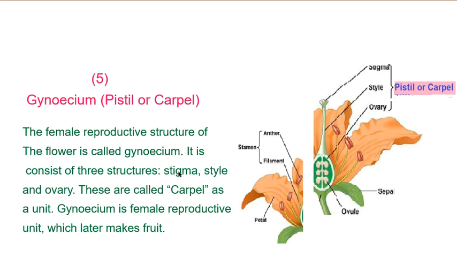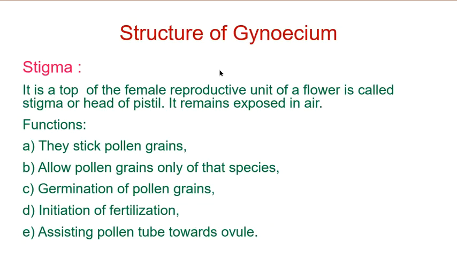It consists of 3 structures: stigma, the uppermost part; the style, the neck of the carpel; and ovary, which is the swollen or round part. These together are called carpel as a unit. Gynoecium is the female reproductive unit which later makes fruit. Fine. Now the 5th whorl is completed. Moving forward, we will see the structure of the gynoecium in detail.